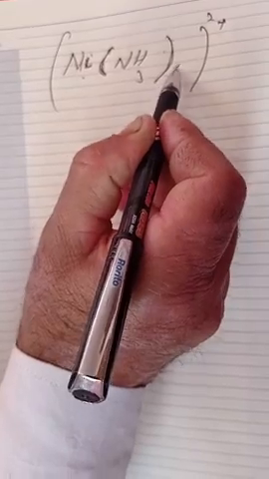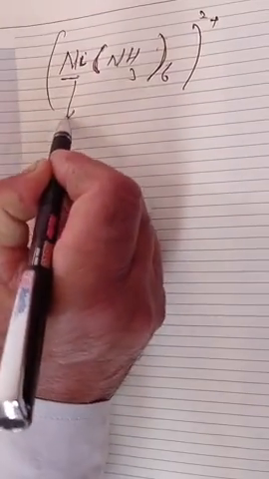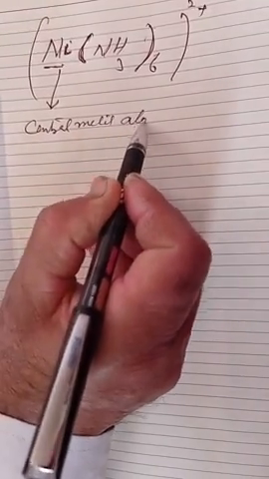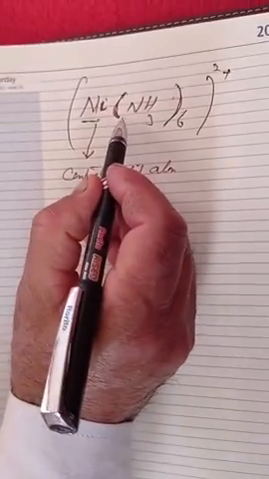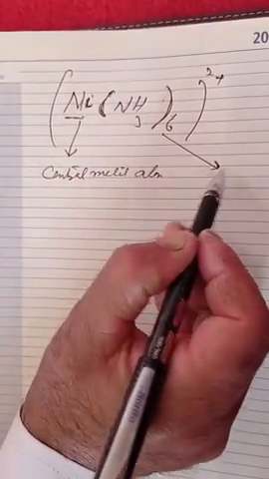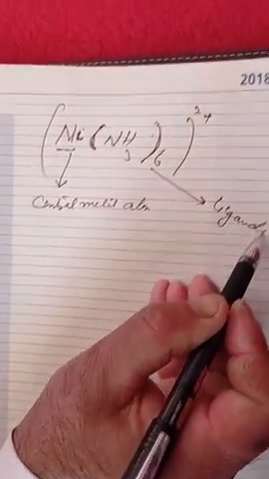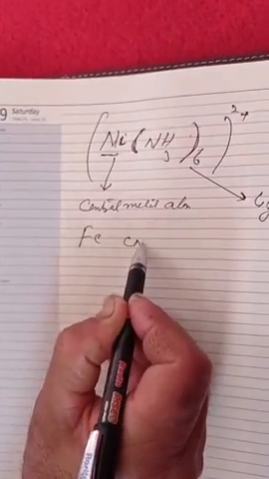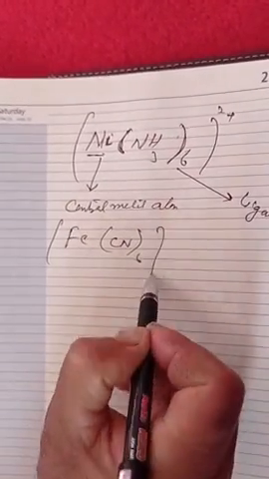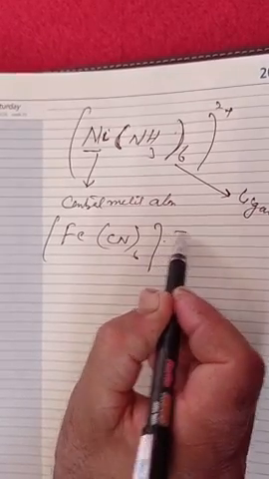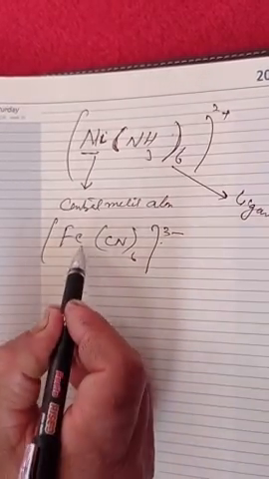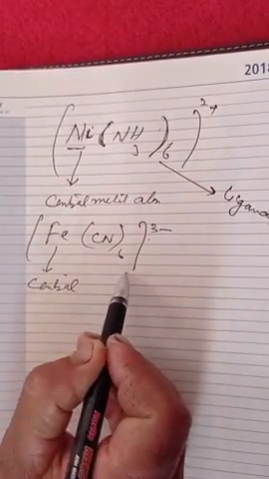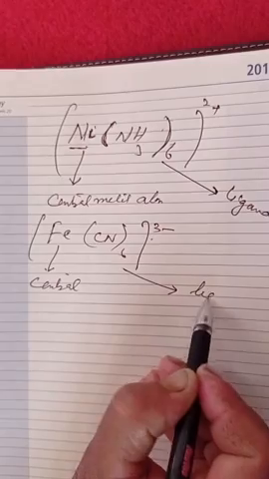The atom to which 6 neutral molecules, that is ammonia molecules, are bonded is the central metal atom. So nickel is the central metal atom, and those bonded to it, which can be neutral molecules, are called ligands. For example, [Fe(CN)6]3- is trinegative, so it is an anionic complex. Here the central atom is iron, and these 6 cyanide ions are ligands.